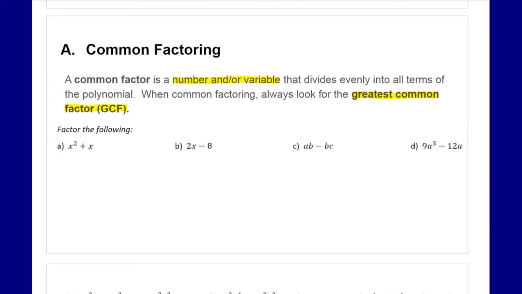And the reason we say the greatest is because in some cases there may be a single number or there may be multiple numbers that are factors, but we're looking for the largest number that is a common factor between all of them. So let's look at a couple of examples.